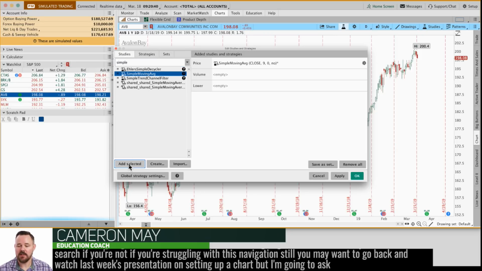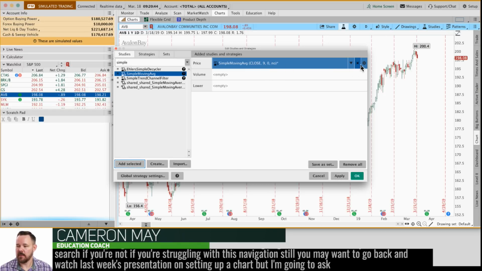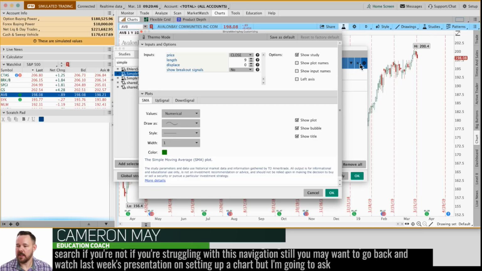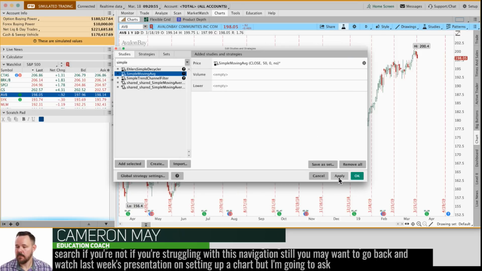Let me click Add Selected and, actually, let me edit this just a little bit. I'm going to use my little gear icon. As we discussed last week, you can use that gear to edit studies that you've added. I'm going to click OK and click Apply.